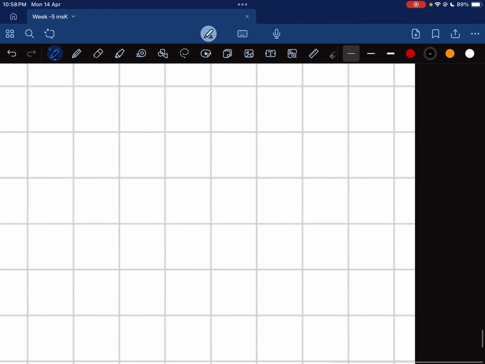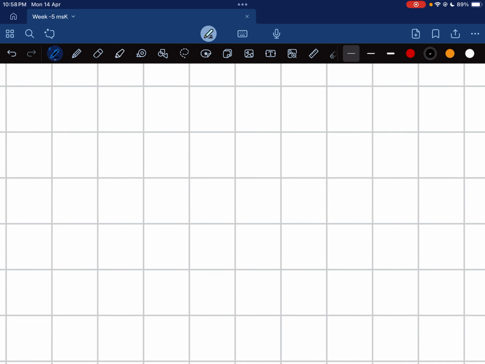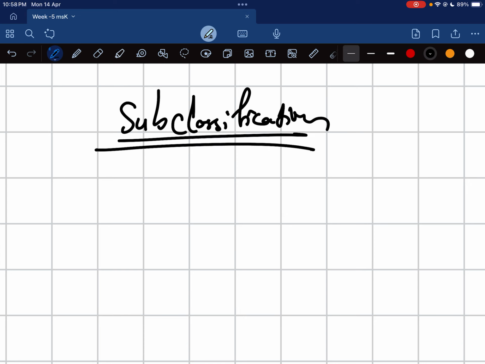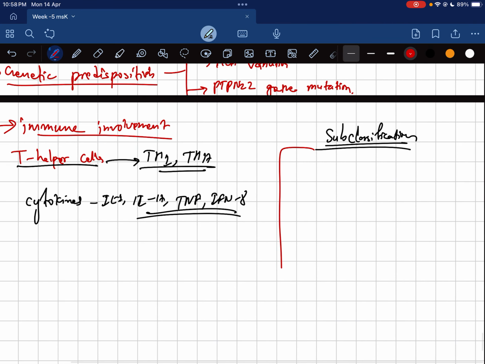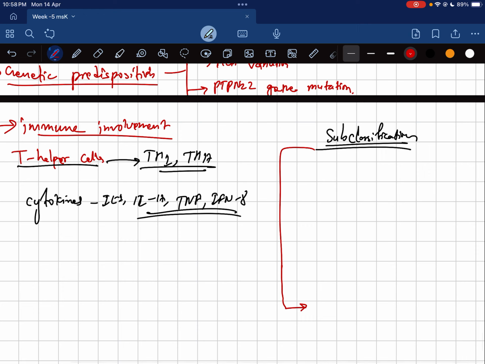There is also a subclassification based on the clinical features. In the subclassification there are subtypes, and we are going to discuss the subtypes and their characteristics.